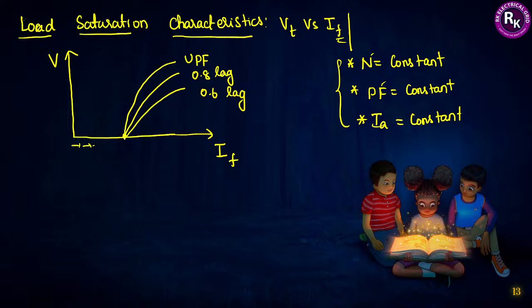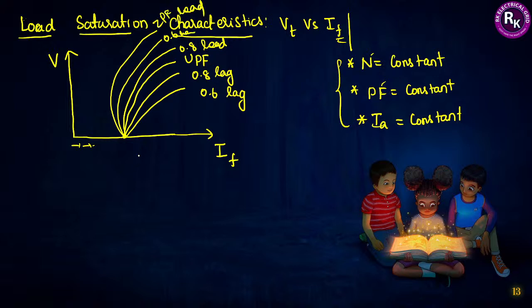Okay. Now see that this is unity power factor. Suppose I put a leading power factor, then it will become 0.8 leading. Then again, if you put 0.6, it will become somewhere here. If you put 0 power factor, it will be somewhat here. So this is for 0.6 leading, and this is for 0 power factor lead. Got it? So this is the load saturation characteristics. It has been drawn between terminal voltage versus field current.